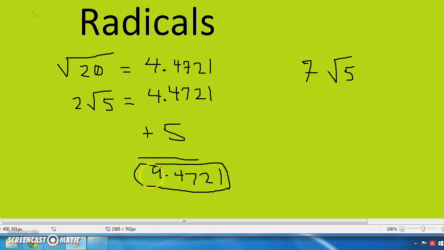If you don't have to approximate it, you could just leave it like this, 2 root 5 plus 5. Now I just want to show you why this is not the same thing, why you can't add them. When you put 7 and multiply it by root 5, 7 root 5, that's equal to 15.652.